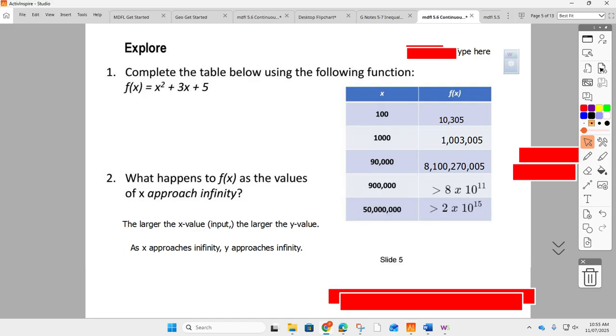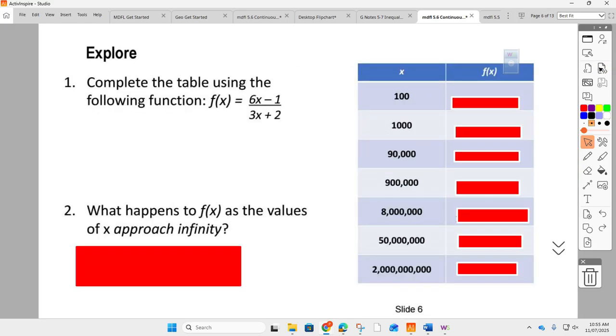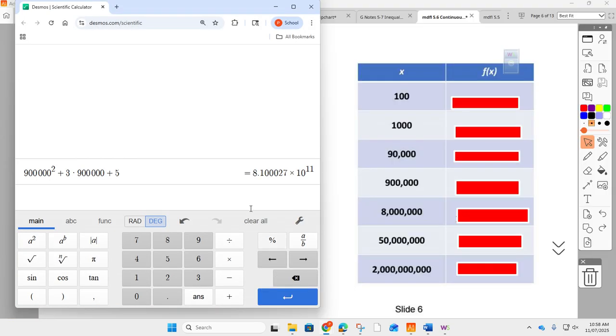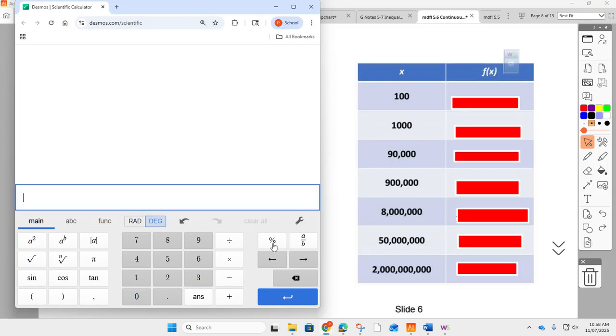Alright. So let's try another one. Hey, Madeline, we're going to plug in for the x's here with the x's they give us. So we're going to complete the table using the following function. F of x equals 6 times x minus 1 divided by 3 times x plus 2. But we have a beautiful decimal calculator. We don't have to do any dividing. I'm going to clear all, and we're going to start with the fraction button.